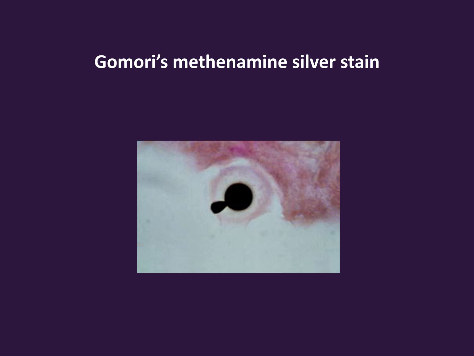So this is a picture of a Gomori methenamine silver stain, and we can see a budding yeast cell with a typical budding of a daughter cell. It represents a simple budding.